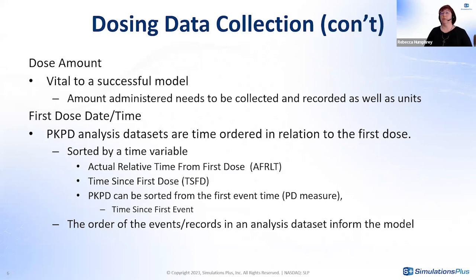Another piece of information that's important to record for dosing information is the first dose date and time. As the previous example showed, prior to analysis, your analytical data set is time ordered in relation to that first dose. In lieu of that, you might have a PK/PD combined data set. Some software do not like negative times. So time since first event may be used in that case, and then the records would be ordered from that first PD measure.